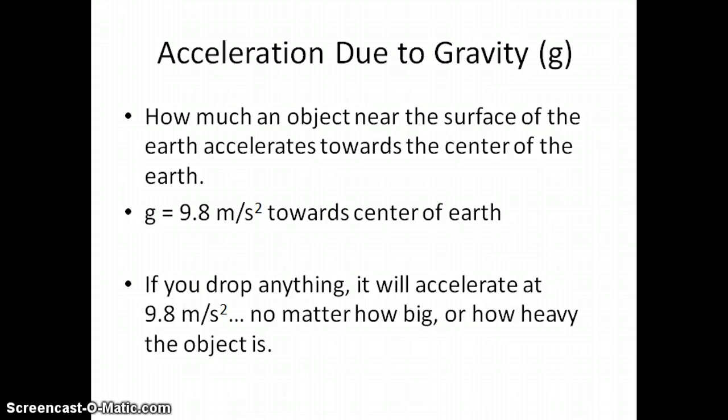The acceleration due to gravity is what we call g. It's how much an object near the surface of the Earth accelerates towards the center of the Earth. On Earth, this acceleration is 9.8 meters per second squared towards the Earth, or for us, it'll always be down. Again, acceleration is a vector, so it needs a direction. Like I said, on Earth it's 9.8 meters per second squared. On the Moon, it could be something different. There's gravity everywhere, please remember that. Right now, we're only going to be talking about earthly things and free fall on Earth.